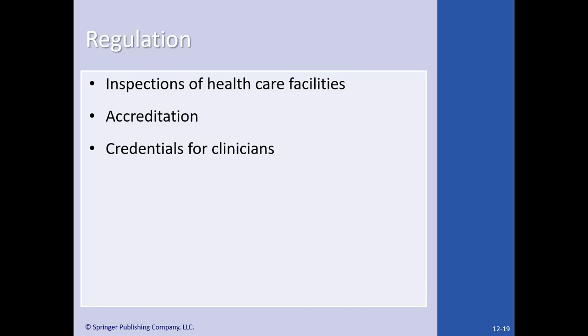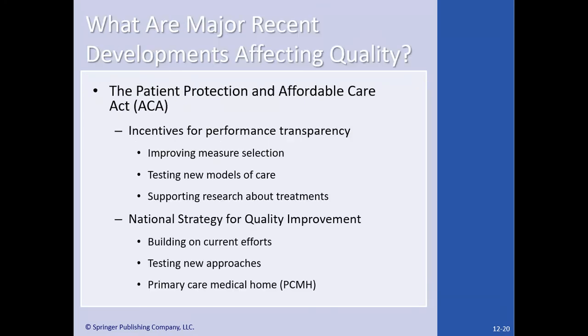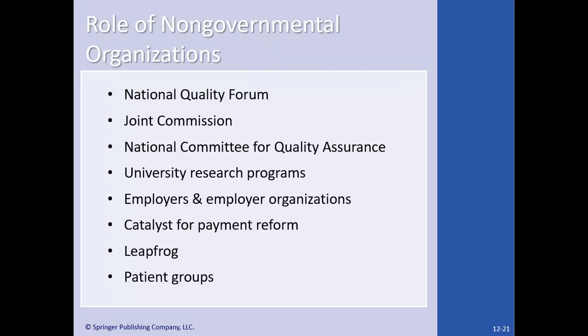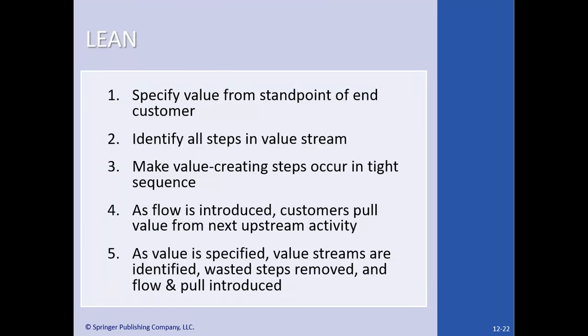Regulation, of course, is extremely important. Credentials, accreditation, inspection. This can not only gather data and make that transparent, but also drive a push toward better quality. What are some major recent developments? Read through this. There are provisions in the Affordable Care Act, the National Strategy for Quality Improvement, and a whole list of non-governmental organizations that are doing really good work in research and laying down protocols for quality.